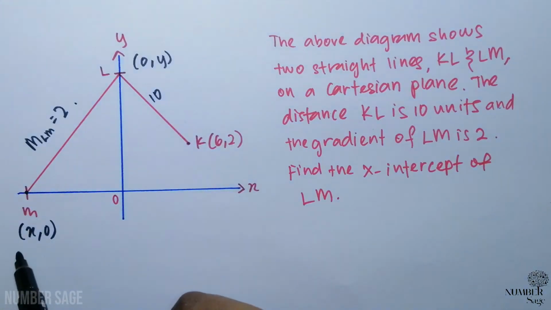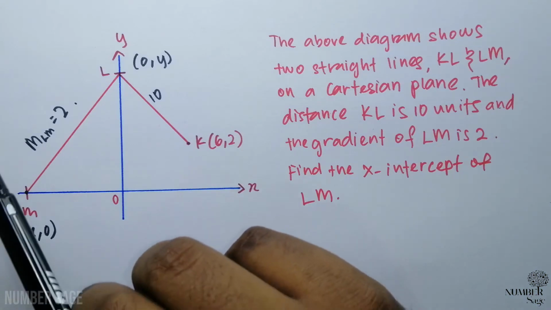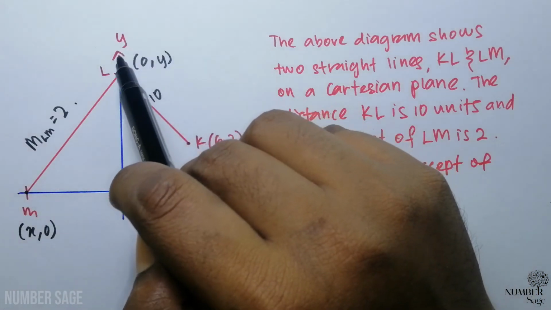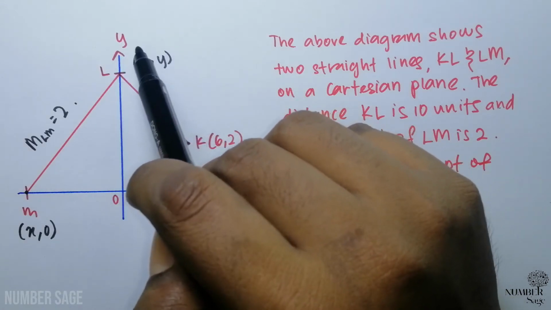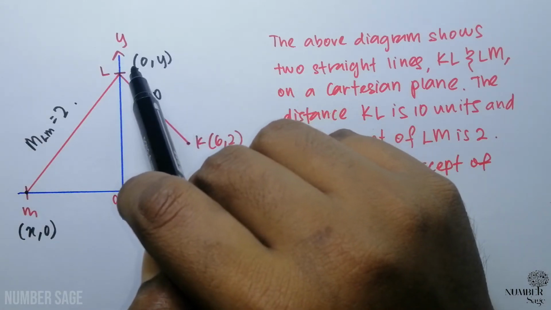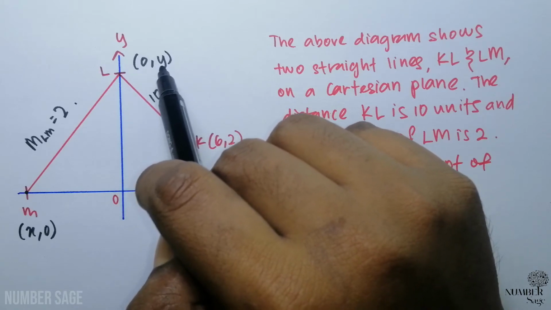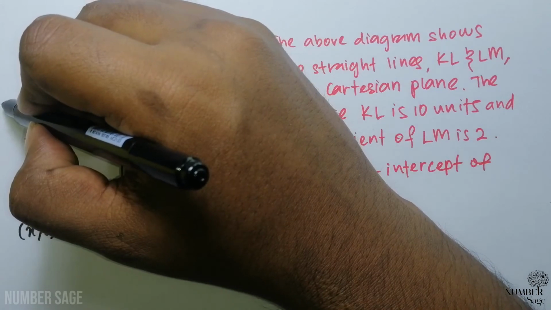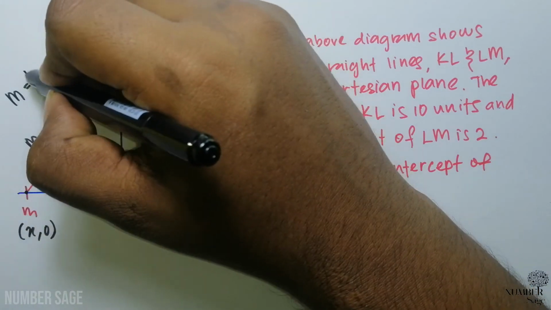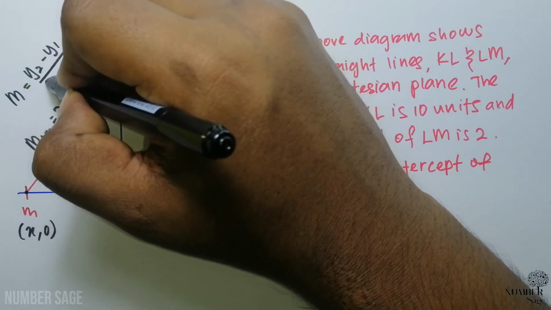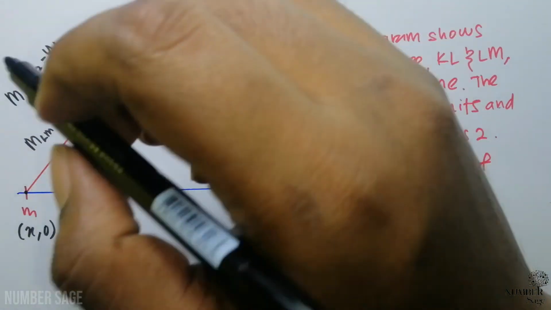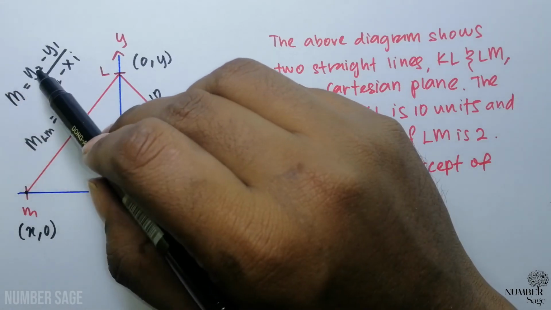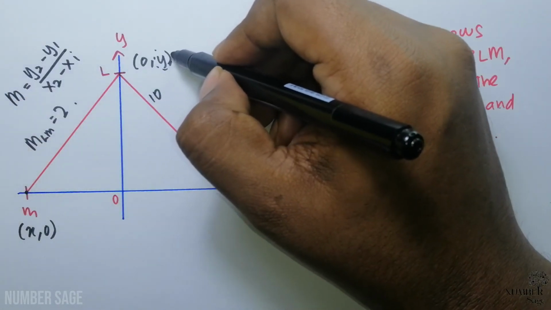So the end goal is to find the value of x. We have the gradient and we have a coordinate of L, but in the coordinate of L we only have the x value, so we need to find the y value. Solving this will use the gradient formula, which is m is equal to y2 minus y1 over x2 minus x1. In order for us to use this formula, we need to find this y value.